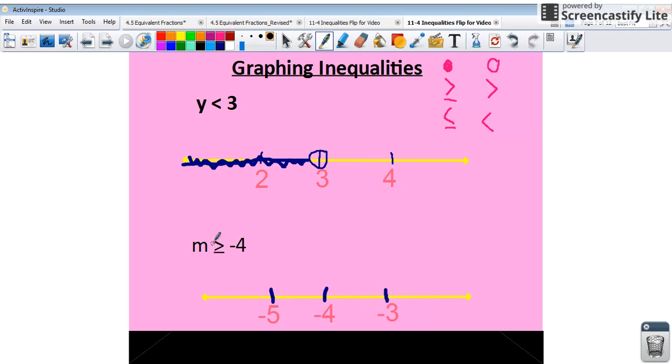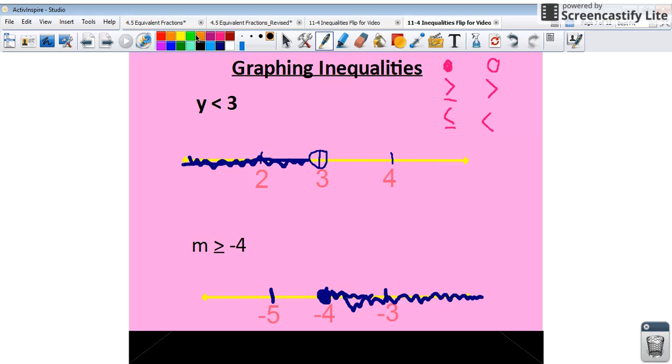Okay, I know that -4 is where I'm talking about. My x is greater than or equal to -4. So since it's a greater than or equal to, it's a closed circle. And I'm going to shade everything all the way to the right. Okay, everything in the greater than. -3 is greater than -4. If -2 were here, it's greater than -4.